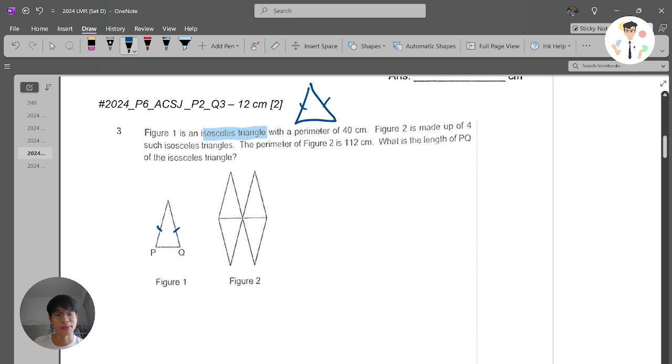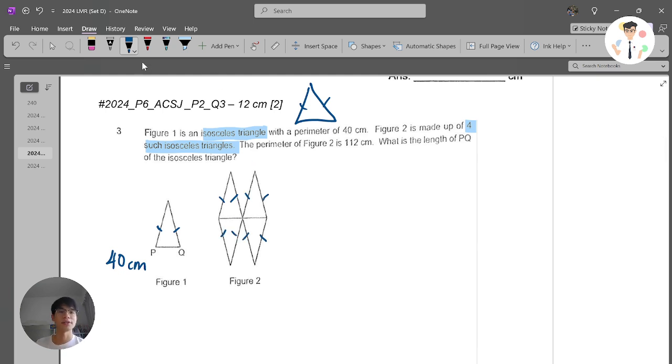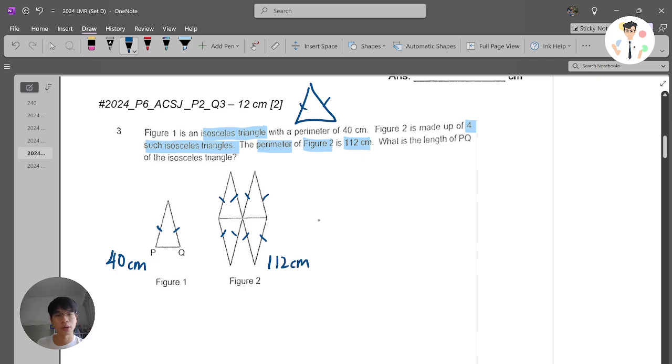Now, with a perimeter of 40 cm, it means that the whole length added together is 40 cm. Now, figure 2 is made up of 4 such isosceles triangles. It means they are the same, just that now there are 4. And I know for sure the lengths here, here, here, all will be the same. Now, the question continues to say that the perimeter of figure 2 is 112 cm. What is the length of PQ of the isosceles triangle here?